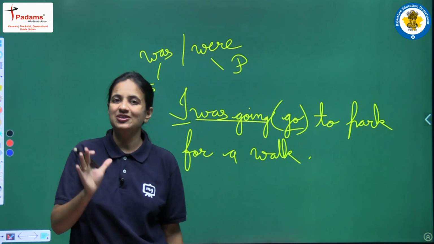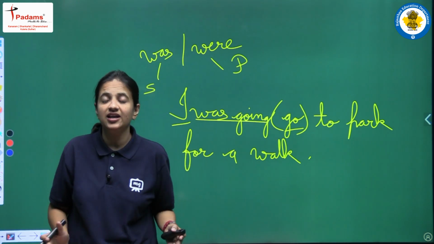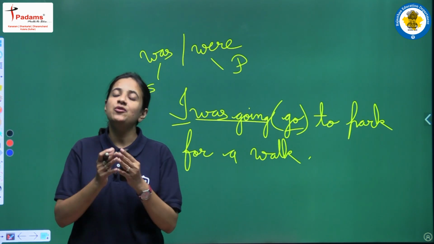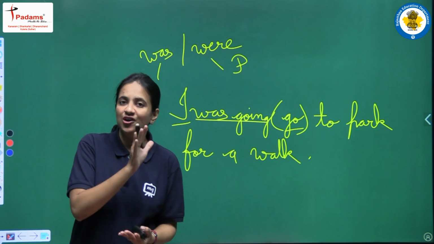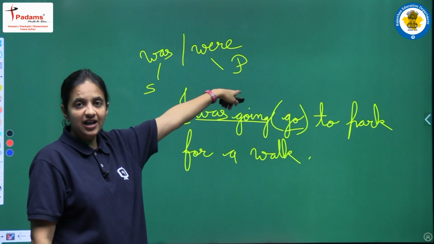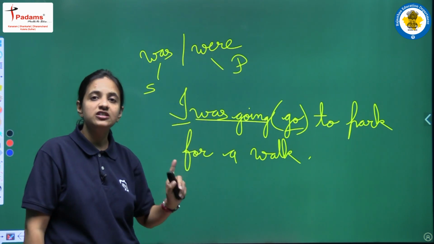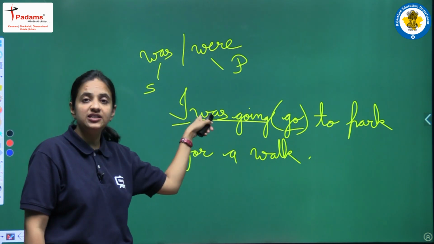This is a very important point that you have to make clear, and there should be no confusion at all. Everything will be completely clear: if we are doing past continuous tense, then in that tense we don't use the plural helping verb for I. We always use was for I. We will use the singular helping verb with I.